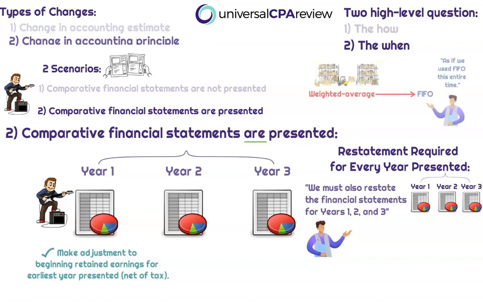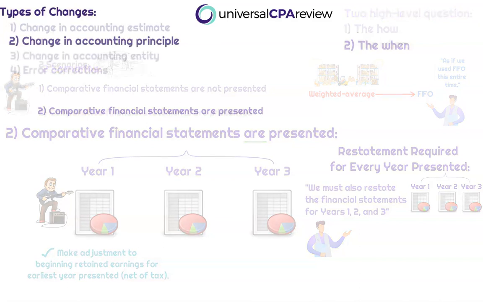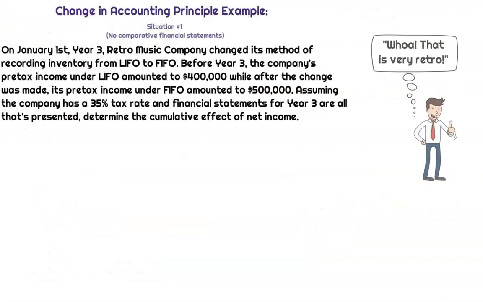All right, so in other words, let's say we're changing our method of inventory from the weighted average method to FIFO. So now we're telling financial statement readers, look, had we used FIFO this entire time, this is what the cumulative impact would have been to income in year 1, year 2, and year 3. And now we are showing them what the adjustment would have looked like to each respective year had we used FIFO the entire time. Alrighty, so let's bring back Retro Music Company.